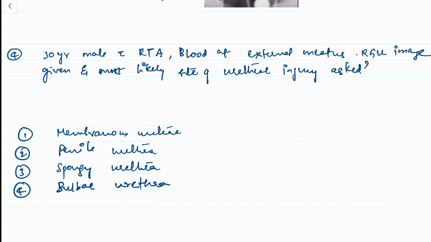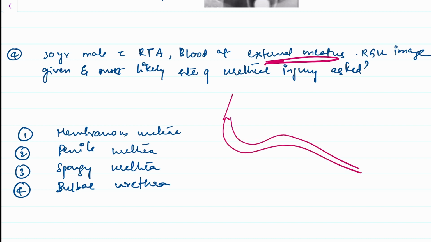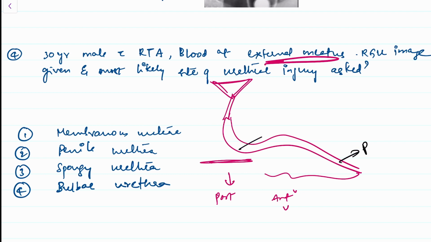Next up, a 30-year-old male with RTA, blood at the external meatus. An RGU image was given, most likely site of urethral injury. So guys, remember this is how the urethra will look. This is your bladder. This is the posterior urethra. This is the anterior urethra. This is the penile urethra. This is the bulbar urethra. This is the membranous urethra. So based on where the site of extravasation is, that is the site of rupture. Most of the people are telling that the extravasation was at this site. So it would make membranous urethra the answer.